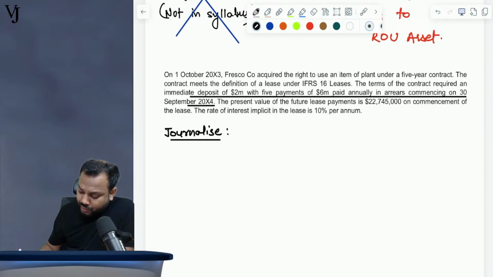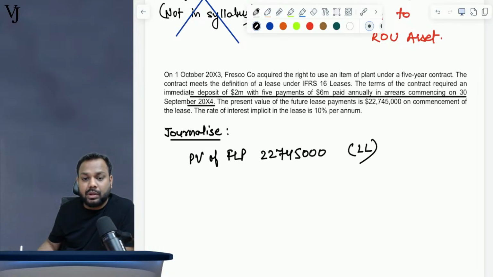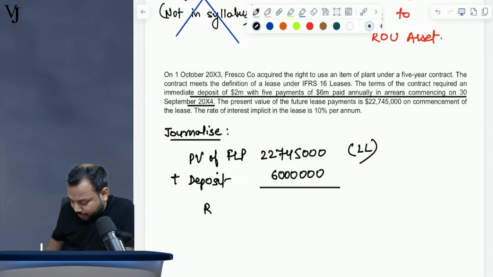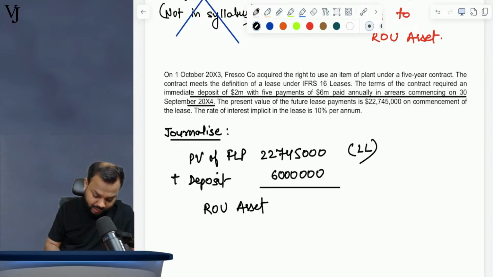The present value of the future lease payments is 22,745,000. So this is your lease liability. Now we add up the deposit. How much is the deposit? 6 million. This becomes your ROU asset: 22,745,000 plus 6 million.